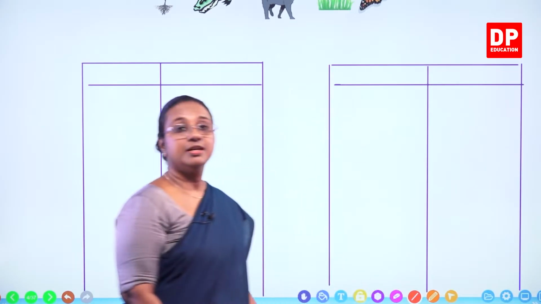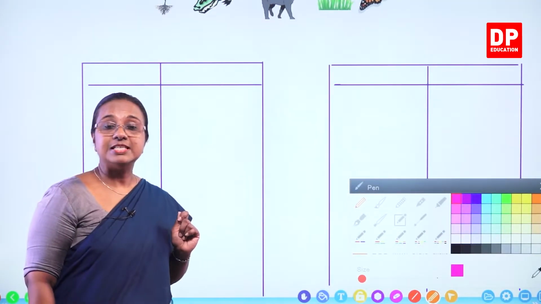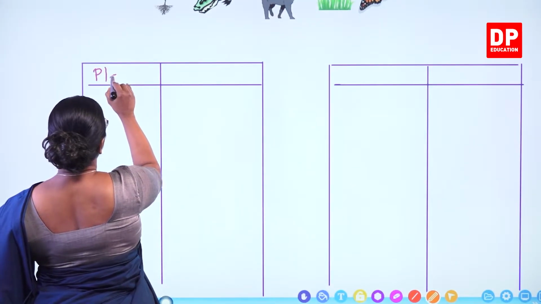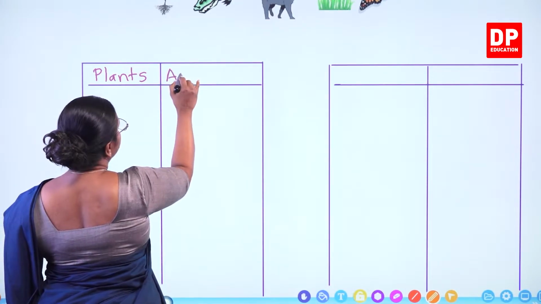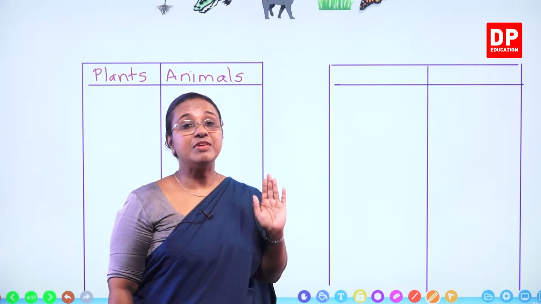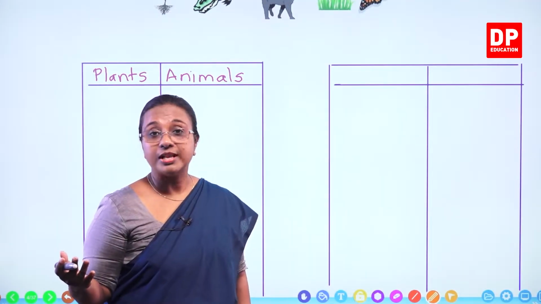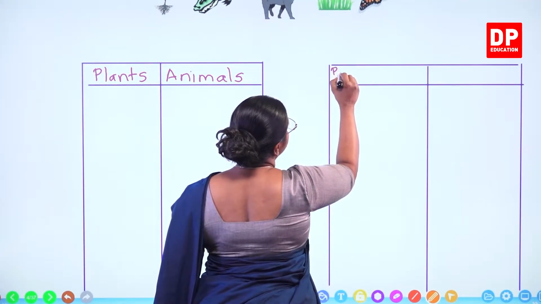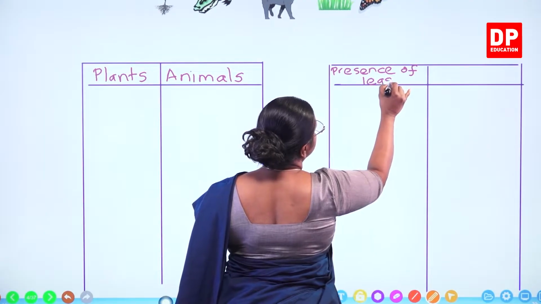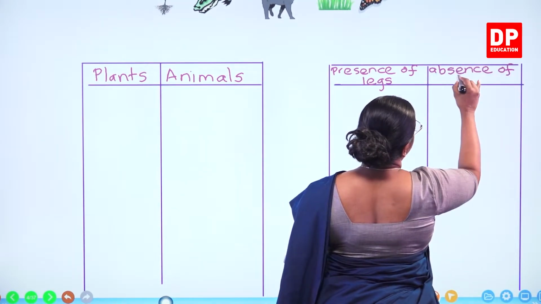So now that I have the tables drawn there, now it's a matter of classifying the organisms. So in the first table, I will classify them as animals and plants. So I will write the plants here, the first column, and then I'll have the animals there. Then as the second criteria, as I told you, we will take the presence of legs and absence of legs. Or we can say have legs, do not have legs. So I will say presence of legs. So here we will say absence of legs.